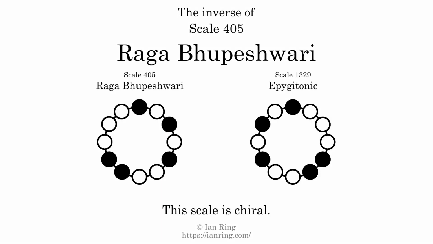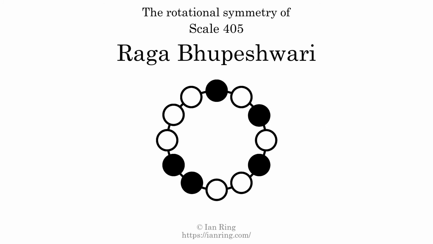The inverse of a scale is a mirror image. It is what you get when the sequence of intervals is reversed. The inverse of this scale is scale 1329, also known as epigitonic. This scale is chiral. It cannot transform into its inverse by rotational transformation. This scale has no rotational symmetry.